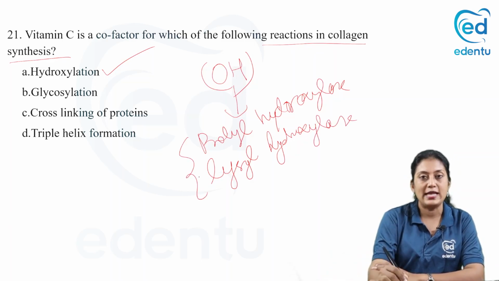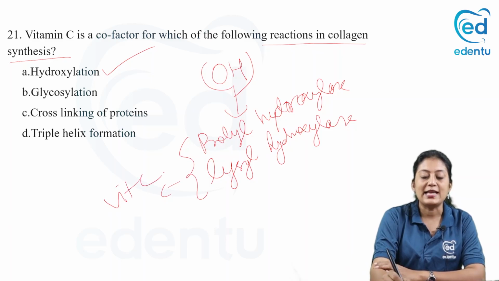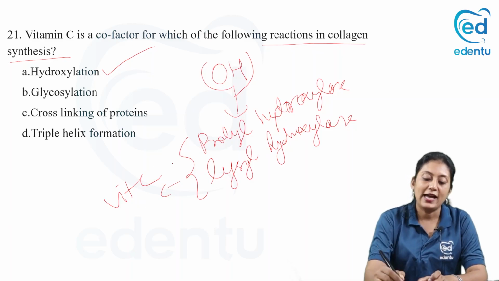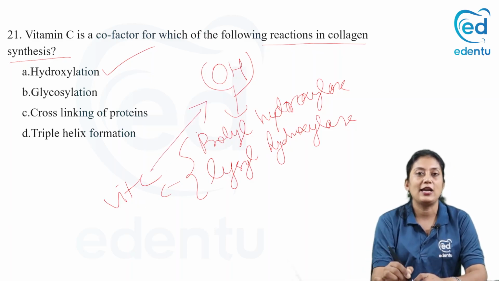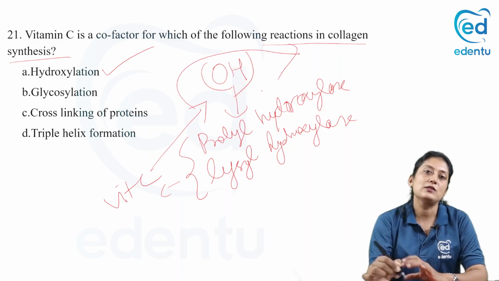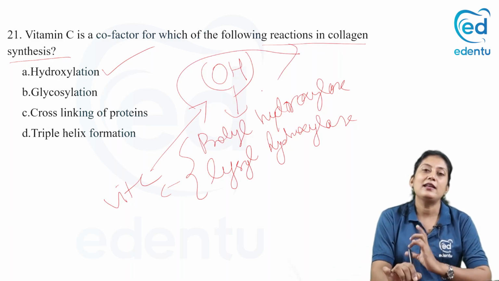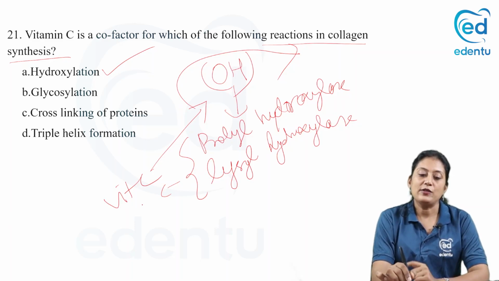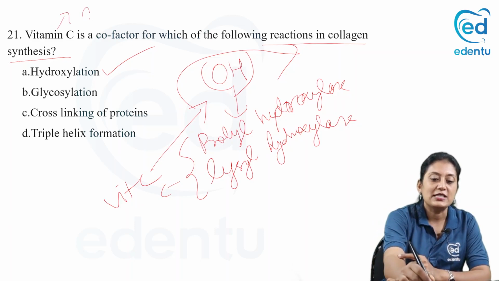For these two enzymes, vitamin C is acting as a cofactor. Therefore, you have to keep in mind that when vitamin C deficiency occurs, it will affect the hydroxylation reaction. So collagen synthesis will be affected. Any collagen-related disorder or collagen defect will be seen in vitamin C deficiency, that is scurvy.